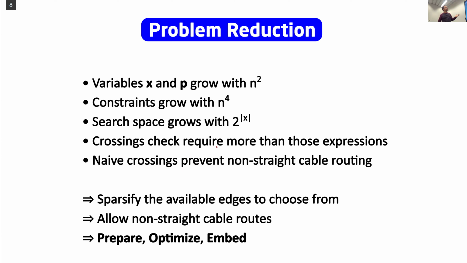The crossing checks require more than what I showed in the model. It's a bit more complicated. And if you just take the geometric crossing of the edges, you are also preventing some non-straight routing of the cable, which can be used in some cases to the benefit of the cost, to reduce the cost. So we are sparsifying the available edges to choose from, so reducing the search space, allowing non-straight cable routes, and dividing the process in prepare, optimize, and embed. So I'll talk about those 3 steps.